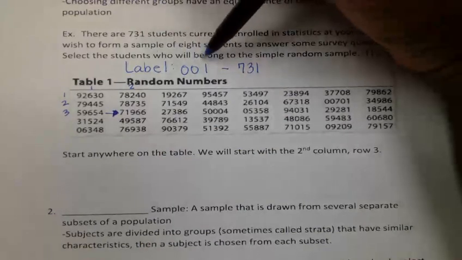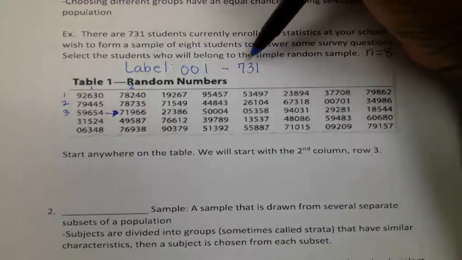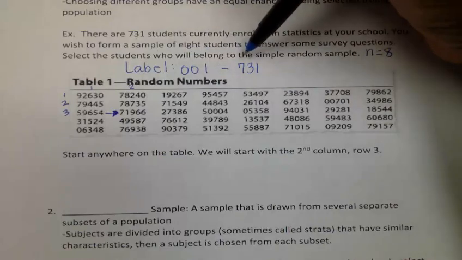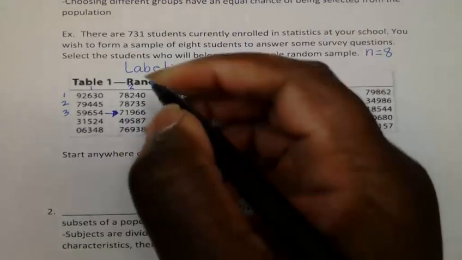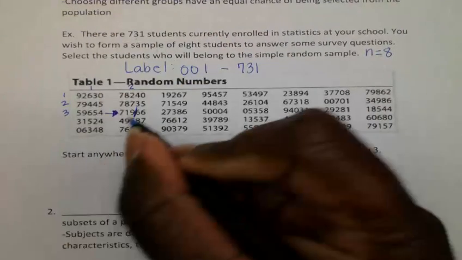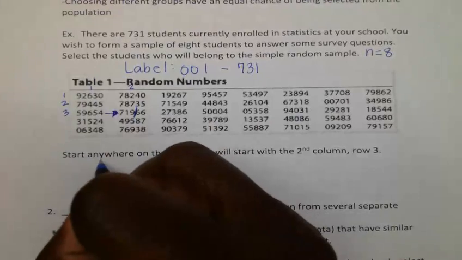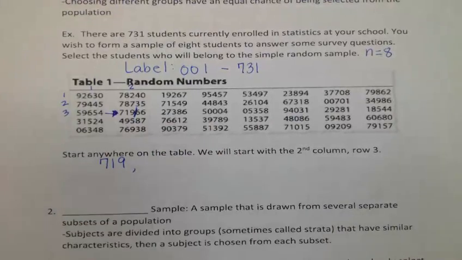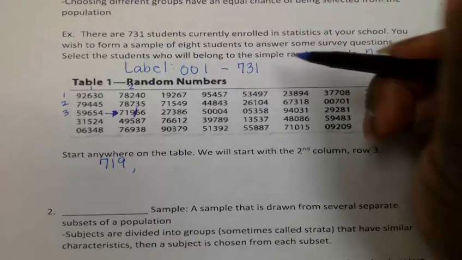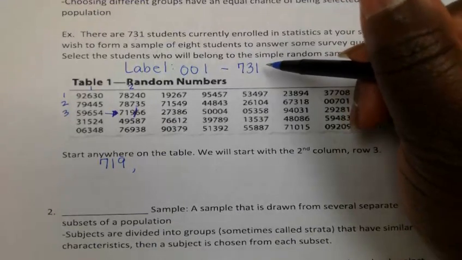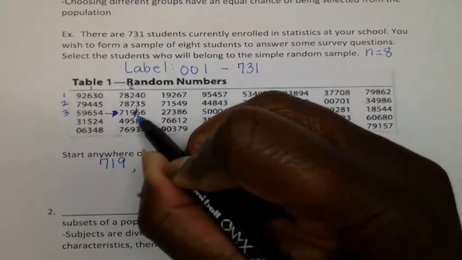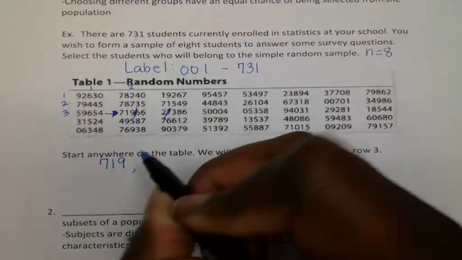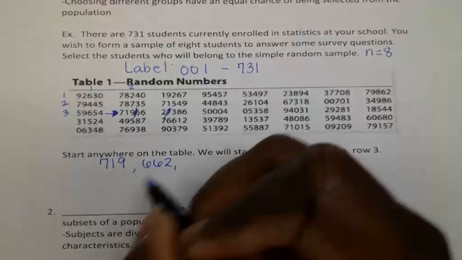So we're going to choose every 3 digits. That's why we have to make this even. Every 3 digits, we're going to take those numbers and pull that student. So starting here, 719. That is student number 1. 719. Highest number, 731. Start it right here. Now my next student is 123662. That's my next student.